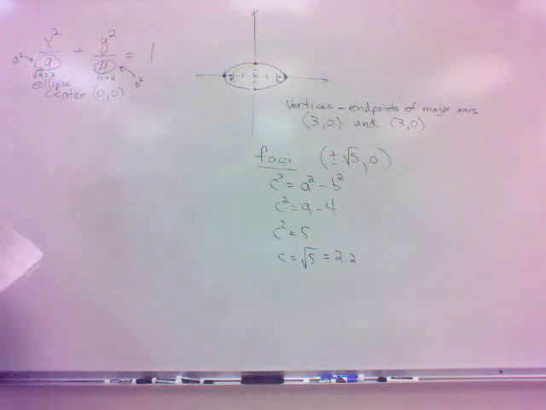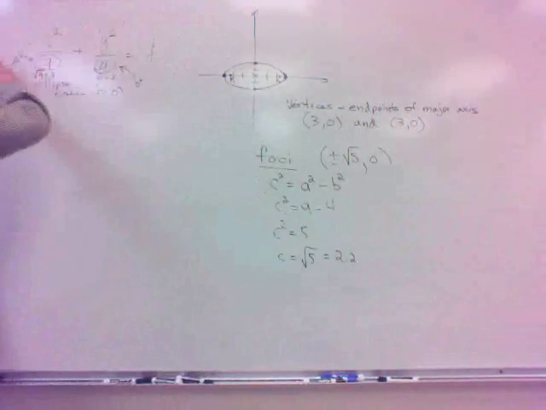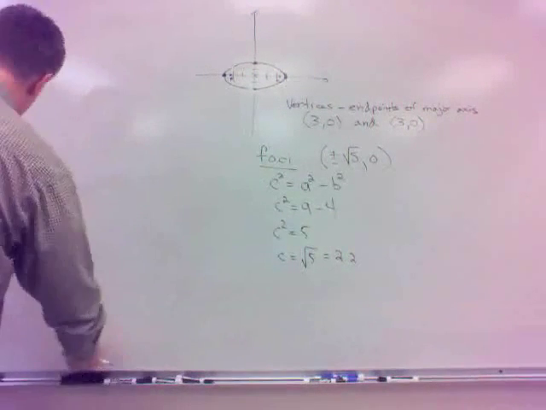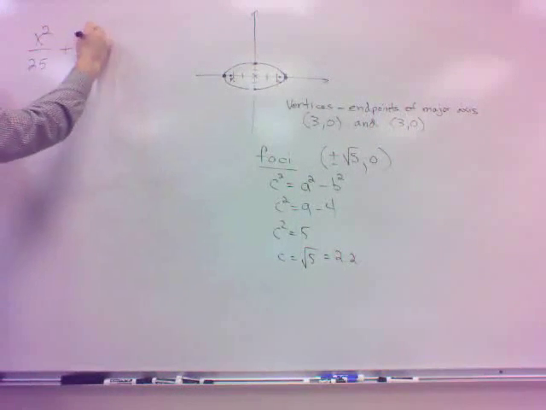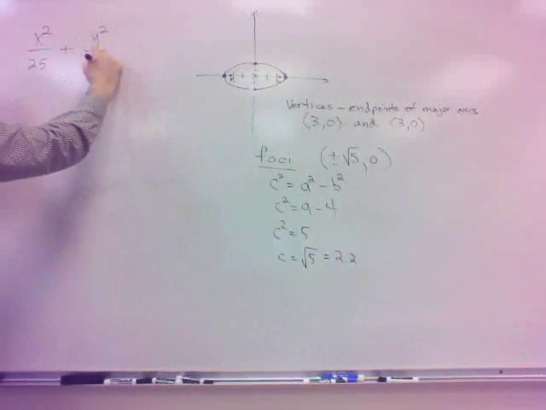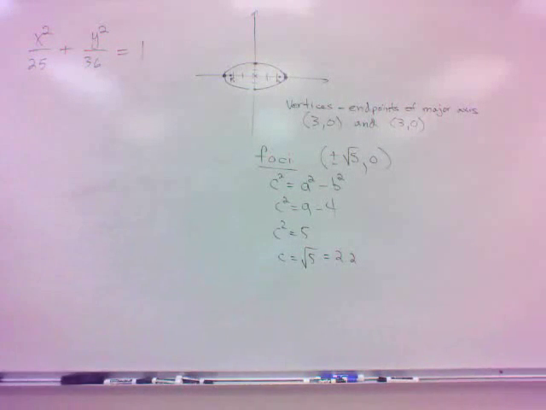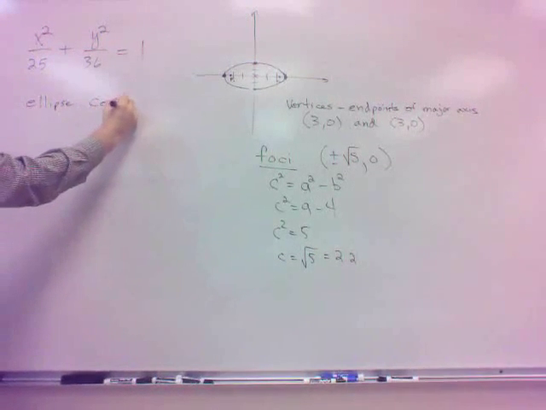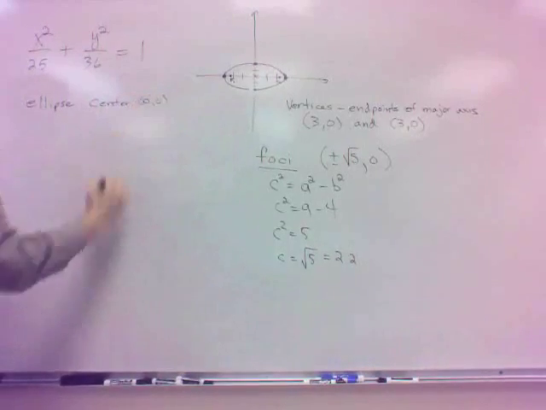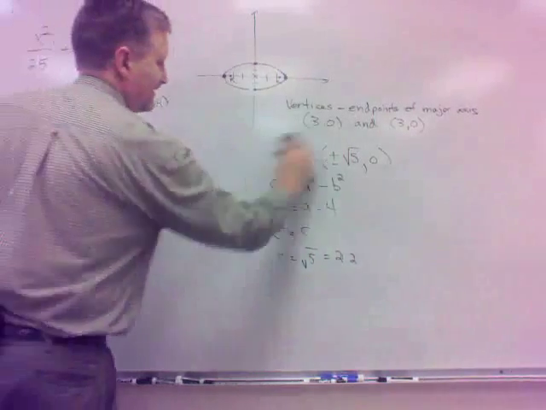But let me do one more of these and then talk about the hyperbola. Let's talk about x squared over 25 plus y squared over 36 equals 1. So again, that's an ellipse centered at 0, 0. No shifting. We'll do shifting next time. Okay?